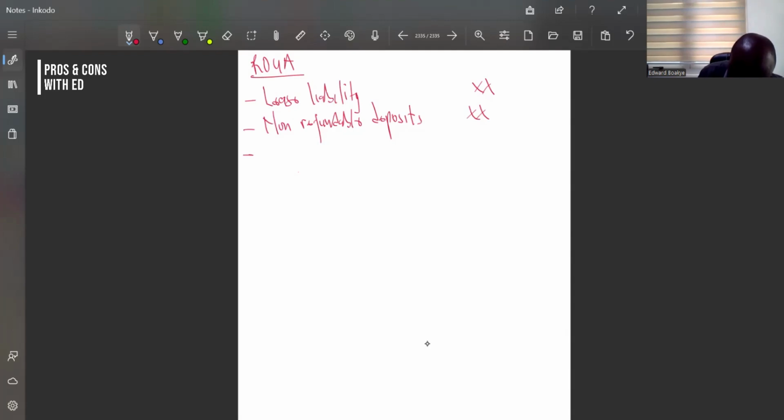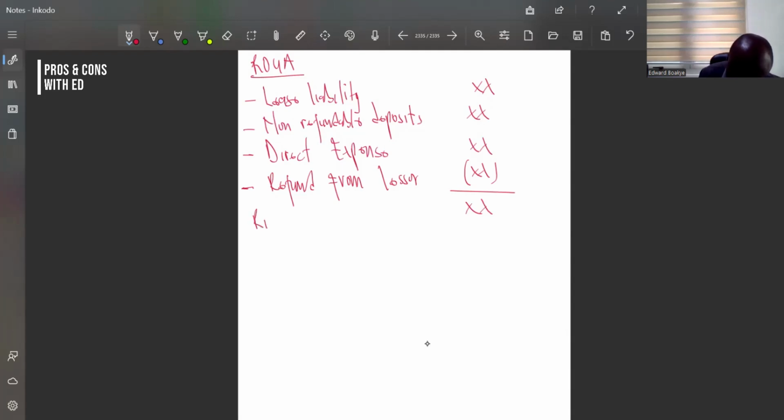We also talk about direct expense. And this direct expense should be in relation to the asset you are leasing or the lease contract. And also we say refund from lessor. So this one has to be taken out. Then at the end of the day, we will get the right of use asset.